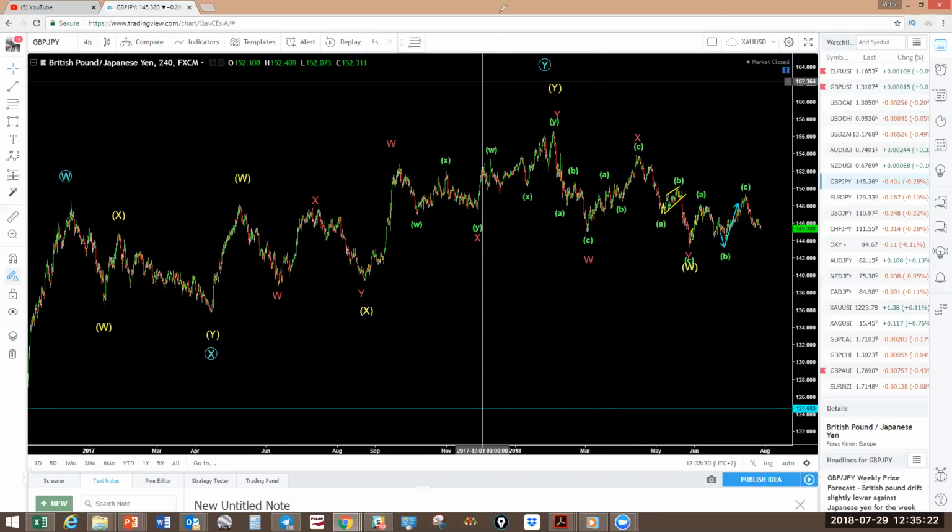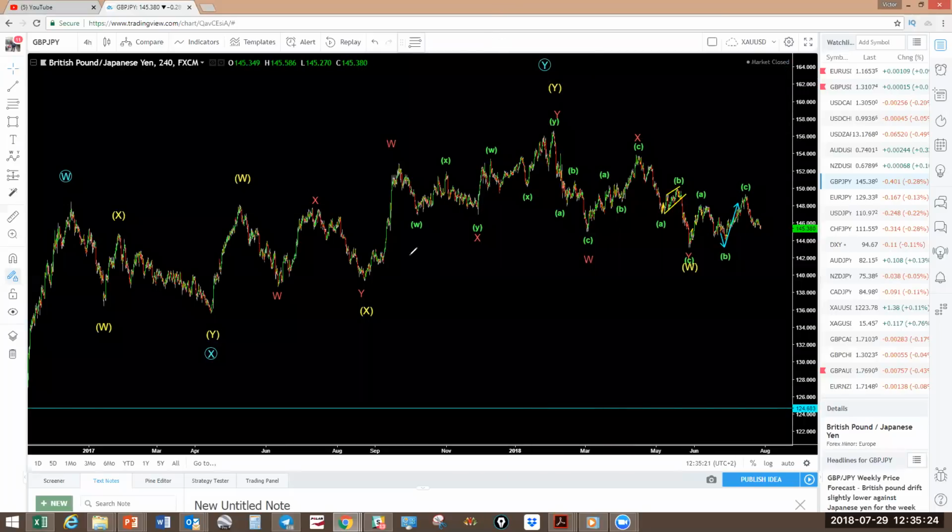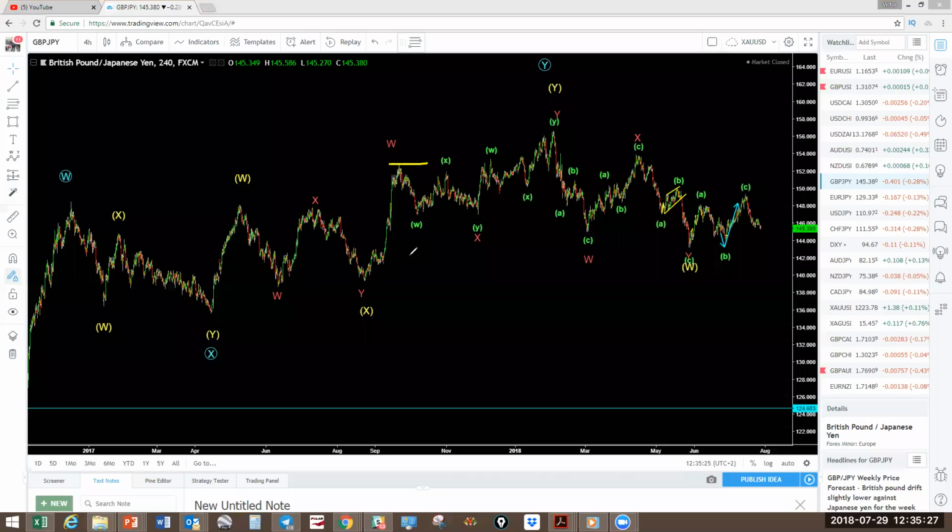So now if you look from the completion of this W move here, it just goes in three waves of the same degrees. Now look at this. 1, 2, 3 waves completes the red X. 1, 2, you've got a running flat there. Get a running flat like that. So that's 1, 2, 3 waves completes the red Y. 1, 2, 3 completes the red W. 1, 2, 3 waves completes the red X. 1, 2, 3 waves completes the red Y.